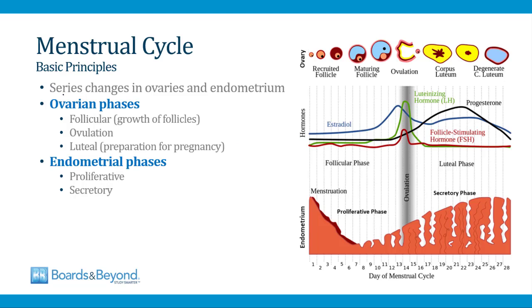So the menstrual cycle refers to a series of changes that occur in the ovaries and the endometrium over and over again throughout the reproductive years of a woman's life. In the ovary, you can divide the menstrual cycle into phases. There's the follicular phase, which is where the follicles grow. Then there's ovulation, that's followed by the luteal phase, which prepares for pregnancy, and we'll talk more about this in a minute. In parallel with these phases in the ovary, there are changes occurring in the endometrium to prepare for pregnancy. The first half of the menstrual cycle is called the proliferative phase of the endometrium, and the second half is called the secretory phase.